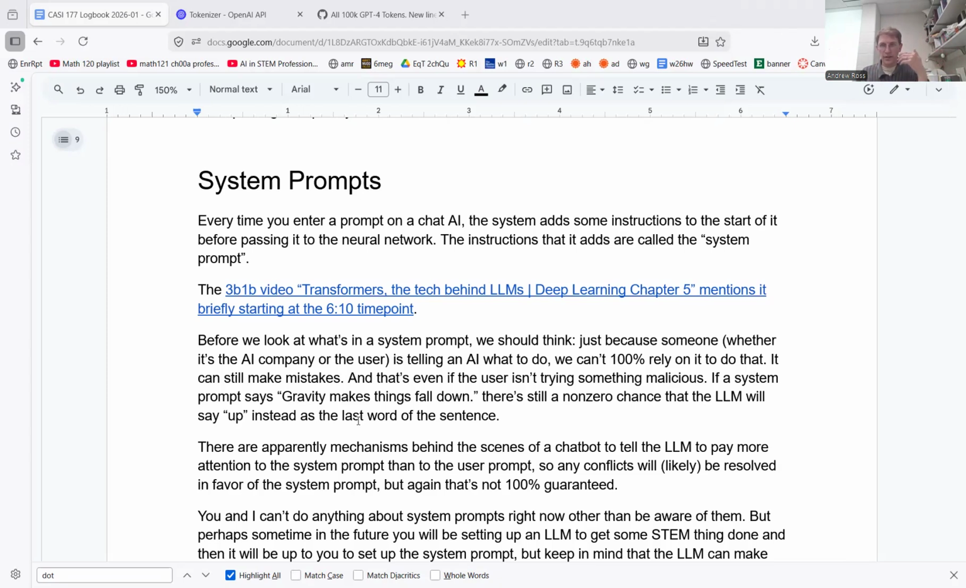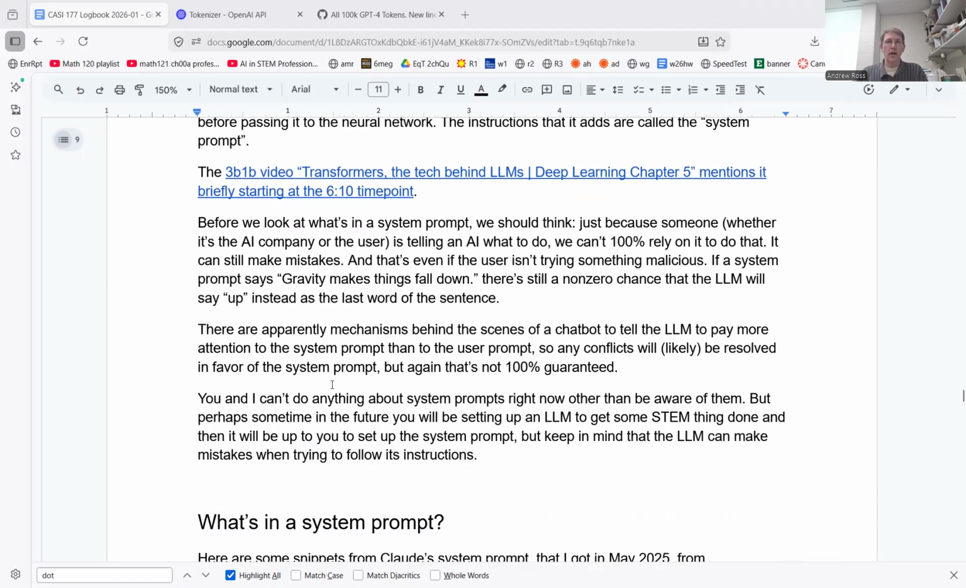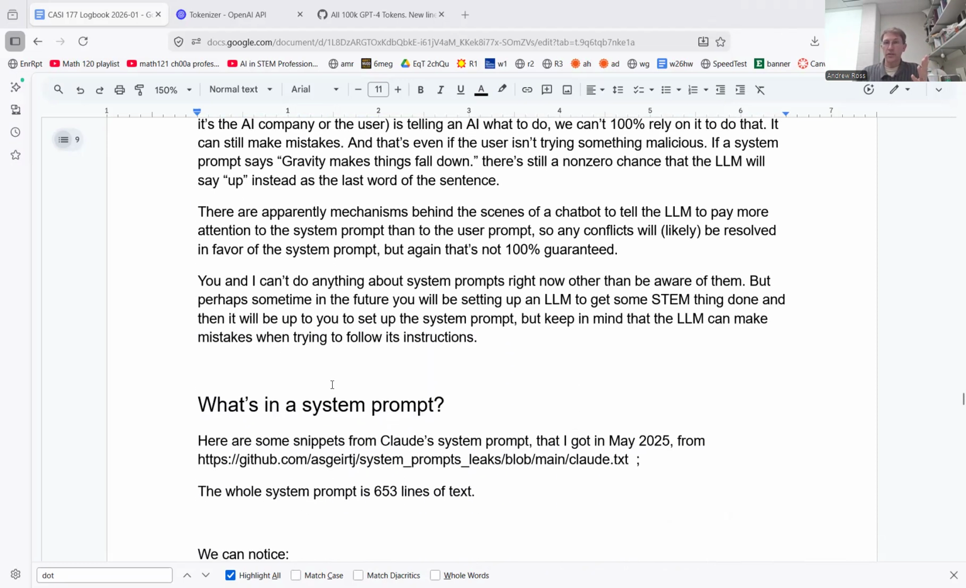Now, you and I, as STEM professionals, can't do anything about system prompts right now in most of our work, other than be aware of them. But perhaps sometime in the future, you will be setting up an LLM to get some STEM thing done, and then it will be up to you to set up the system prompt. But keep in mind that the LLM can still make mistakes when trying to follow the instructions in the system prompt. So let's take a look at an example system prompt.